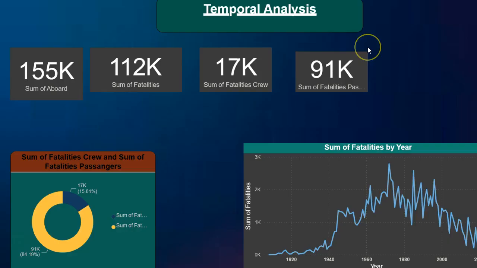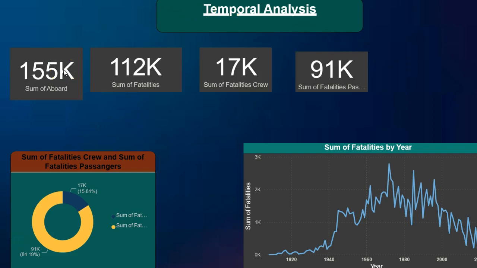So, after cleaning the data, the very first target to achieve was the temporal analysis. Here I have used a line chart for the temporal analysis. The main aim was to explore the temporal trends by showing the number of airplane crashes per year. So a line chart was the best option for it.